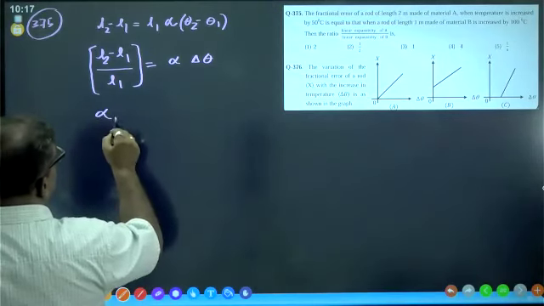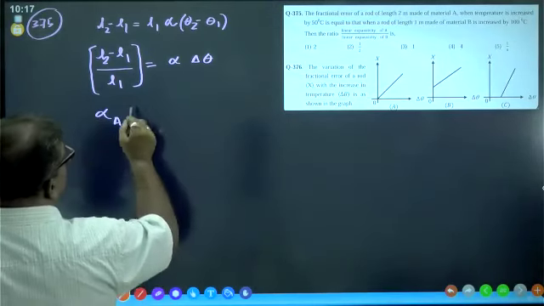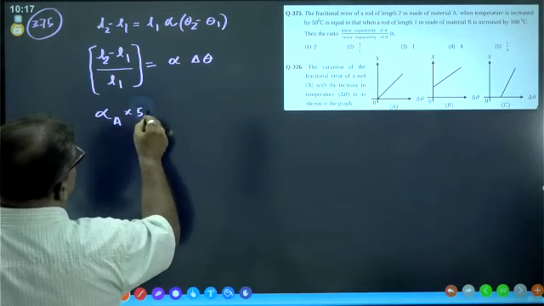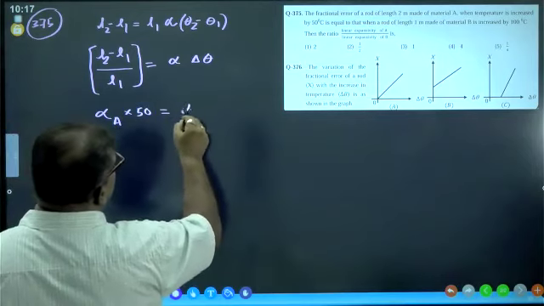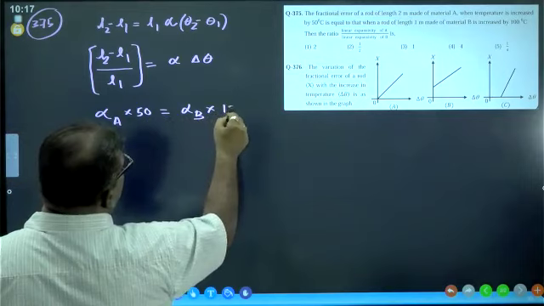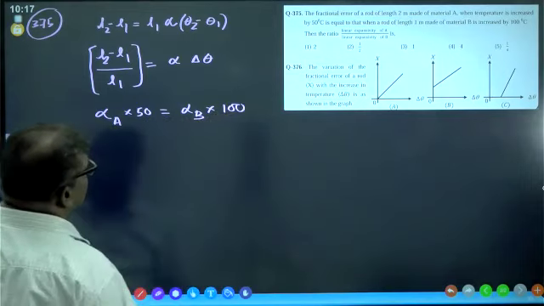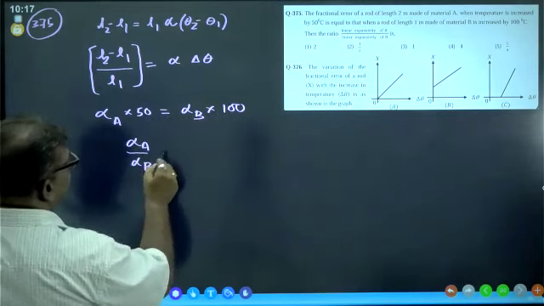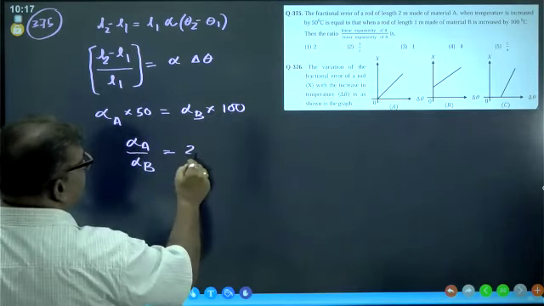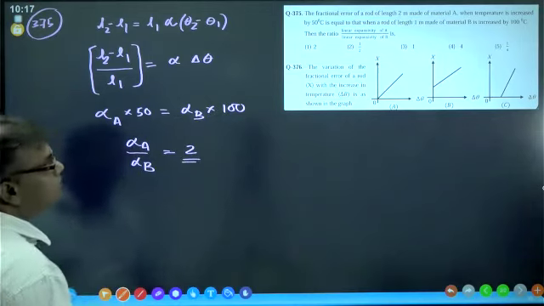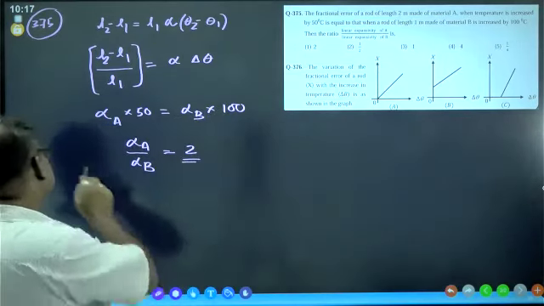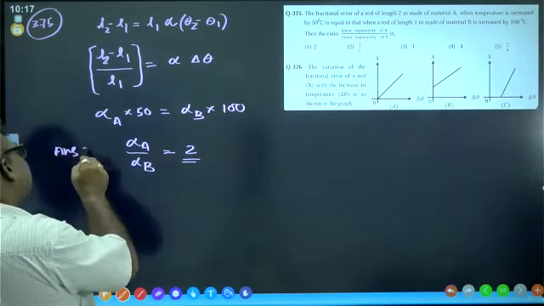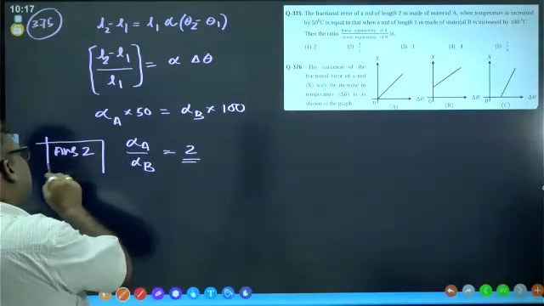Which means alpha A into delta theta, 50 degrees Celsius, is similar to alpha B into 100 degree increase of the temperature. So alpha A over alpha B should be 2 by 1. It's 2. Then the correct answer is the second one. Answer is second one. Okay.